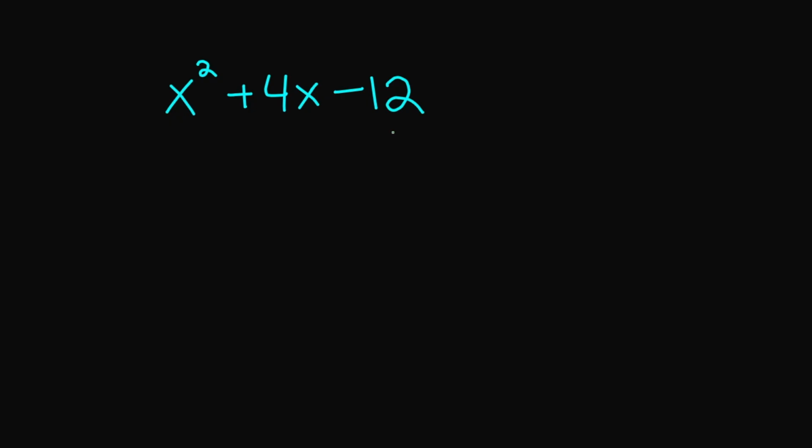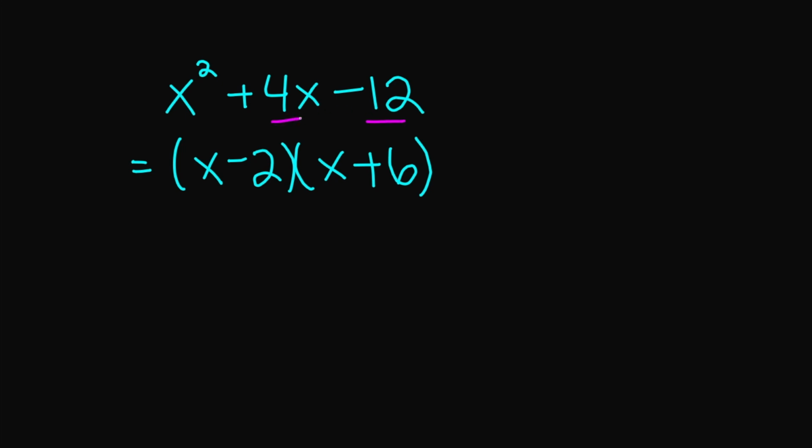So let's say you have x squared plus 4x minus 12. The answer to this example, when you factor this, is going to be x minus 2 times x plus 6. Remember, you need two numbers. For this example, you need two numbers that, when you multiply, give you negative 12. Those same two numbers, when you add, need to give you a positive 4. So the numbers are going to be a negative 2 and a positive 6. So this is your answer here.